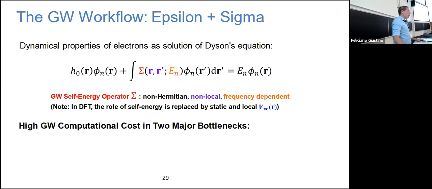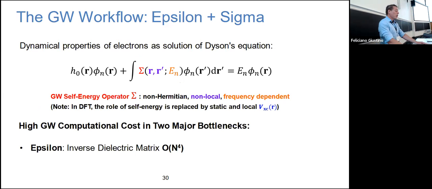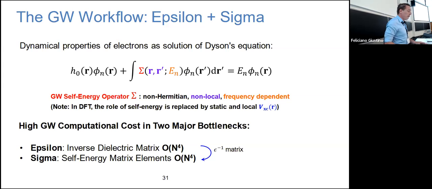Now, in BerkeleyGW, we implement the solution of the Dyson equation by breaking it down into the 2 major bottlenecks, which are implemented in 2 standalone modules, Epsilon and Sigma. In particular, Epsilon computes the inverse dielectric function, with quartic asymptotic scaling with the system size. And then Sigma takes in the inverse dielectric function, computes a set of self-energy matrix elements in order to expand the Dyson equation, and then solves the Dyson equation at various levels of theory in order to get the quasi-particle correction.